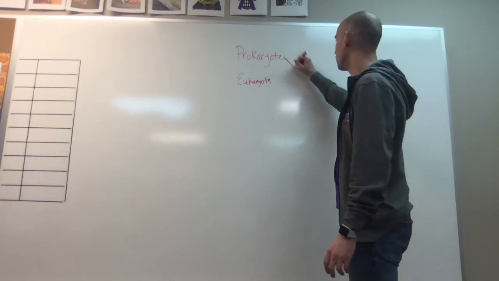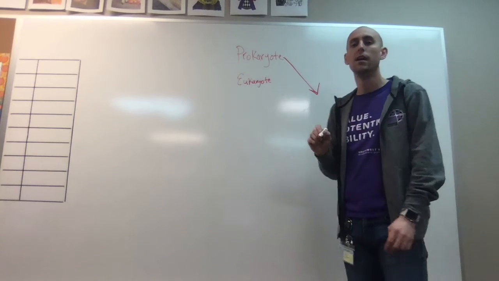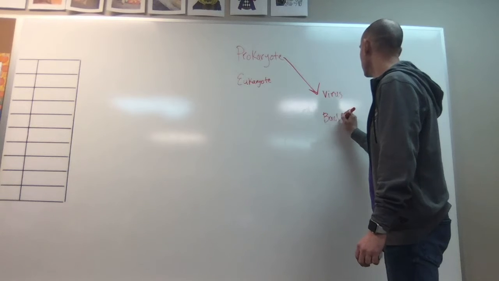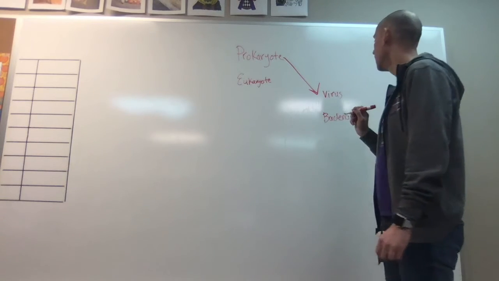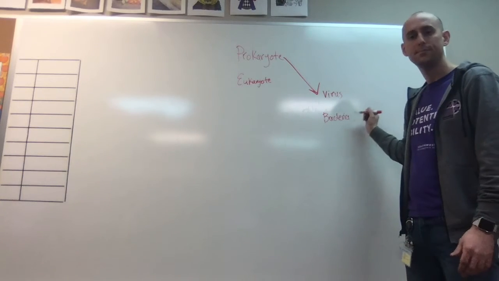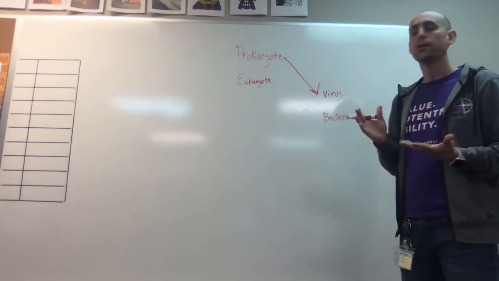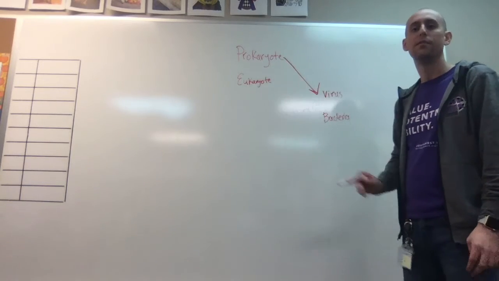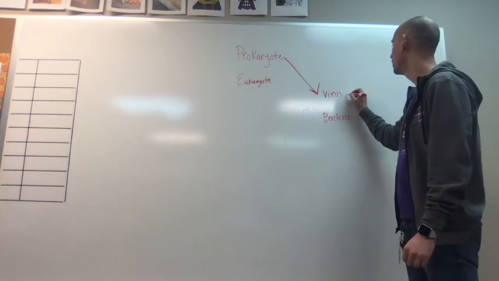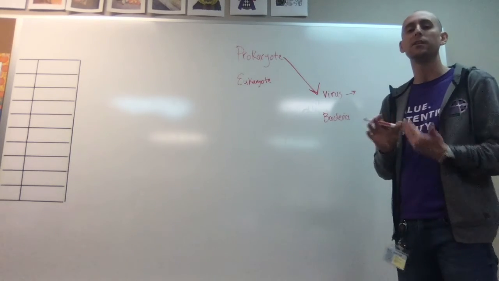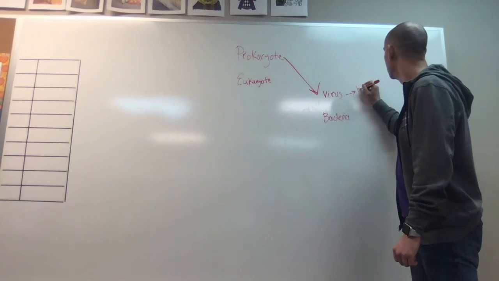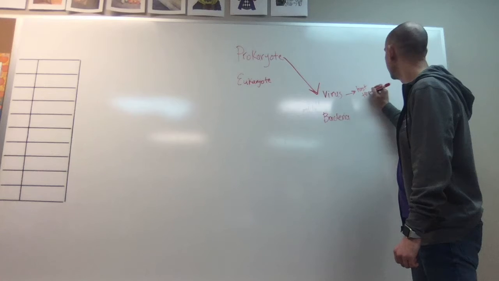So on that note, let's branch off from prokaryotic cells into viruses and bacteria, which we talked about. Viruses, we compared and contrasted with bacteria. They're similar in that they both are prokaryotic cells. They're both very simple, but they do differ. The way that they differed is that viruses, we know, are in between. They're not living and they're not dead. So they need a host to thrive and survive.